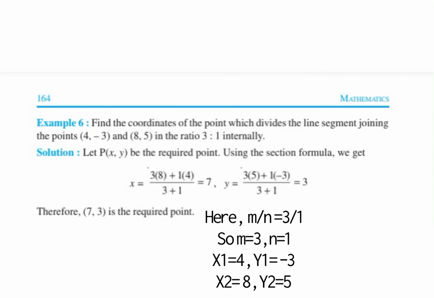So according to the section formula, x is equal to (m1 x2 plus m2 x1) upon (m1 plus m2). On substituting the values, we will get x is equal to (3 into 8 plus 1 into 4) by (3 plus 1), which is equal to 7. The formula for the y coordinate is y is equal to (m1 y2 plus m2 y1) upon (m1 plus m2), that is equal to (3 into 5 plus 1 into minus 3) upon (3 plus 1), which is equal to 3. So point P(7, 3) divides the given points in the ratio 3 is to 1.